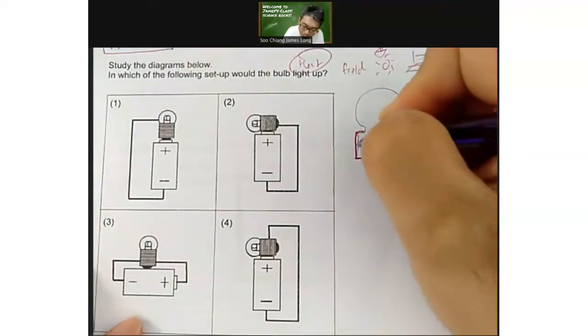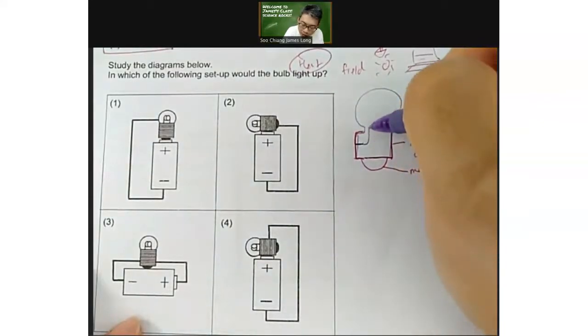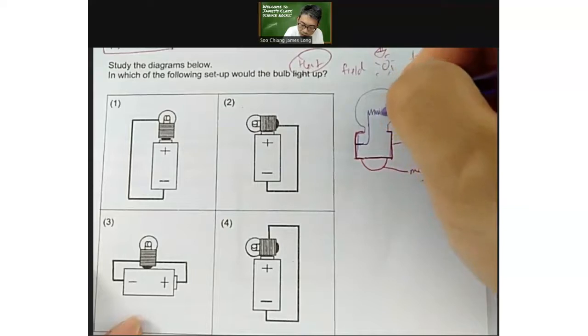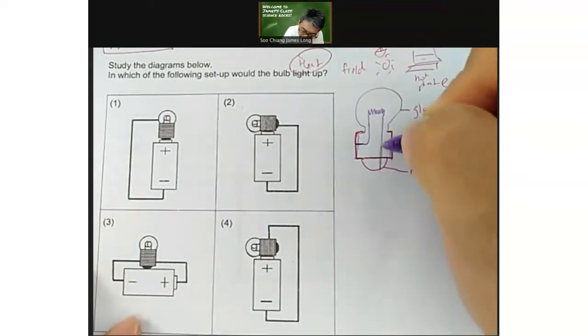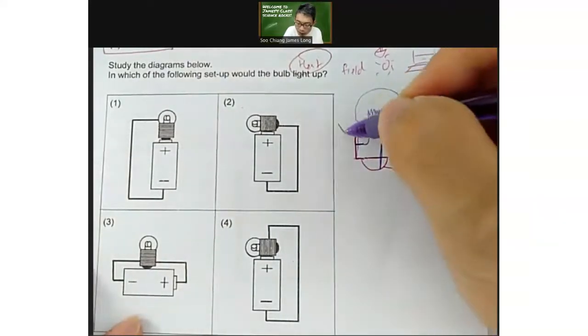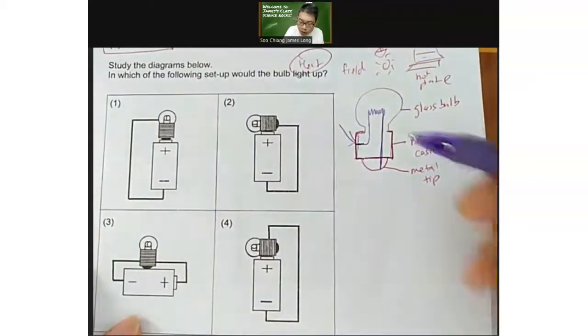So what happens is there's a wire connected to the metal casing. This wire goes up here. It's actually made of tungsten, and this part is a bit curly, and it goes down all the way to the metal tip here. Notice, key thing, one part of this filament touches the metal casing, the other part touches the metal tip.